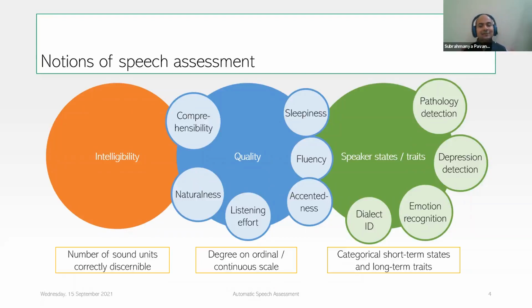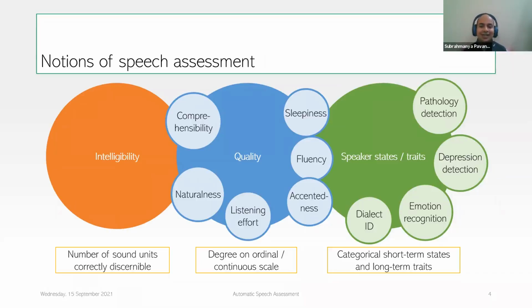Quality refers to multiple aspects that can be quantified: how much or how well on a continuous or ordinal scale. Like how natural does a text-to-speech synthesizer sound? How much listening effort is needed to hear speech over a telephone or wireless channel? How fluent or sleepy a person is. Fluency and sleepiness could also be speaker traits. Speaker states are short-term attributes and traits are more longer term.